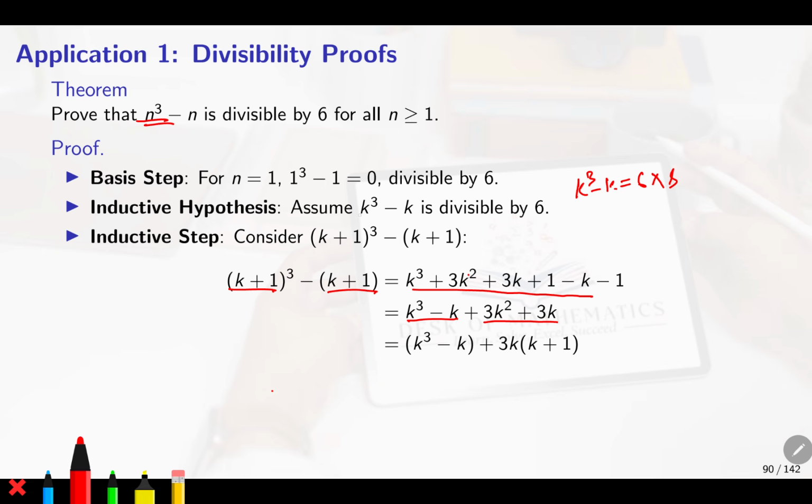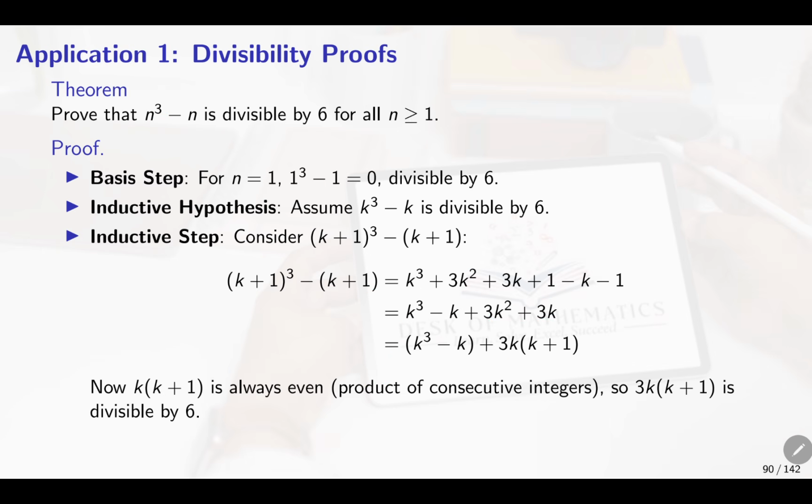What do you need? You need k cube minus k. So you already know this is 6 times some multiple. Yes or no? So that is 6s, and now take the 3k common here. So you will get k plus 1. Okay, so k into k plus 1 is always even. And the product of consecutive integers 3 times 2 is 6. So that means it will also be a multiple of 6. So this is a multiple of 6, and this is already a multiple of 6. Take the 6 common. So all of it is divisible by 6.